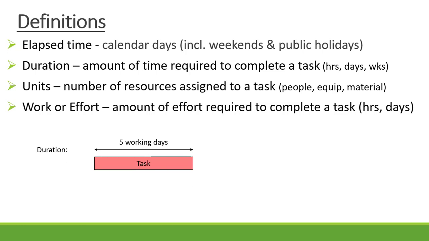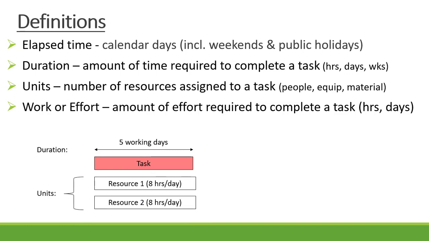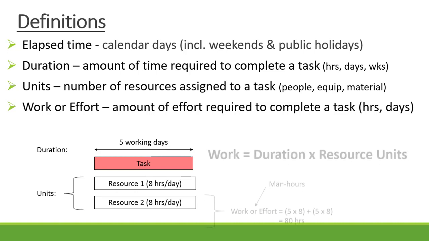So we've got a task that's going to take 5 working days to complete. That's our duration. Now, our units is a number of resources assigned to a task that can be people, equipment, or material. So we've got 2 resources assigned to a task. Resource 1, working 8 hours per day, and resource 2, working 8 hours per day. Then lastly, our work is the same as your effort, and that is the amount of effort required to complete a task that can be hours or days.